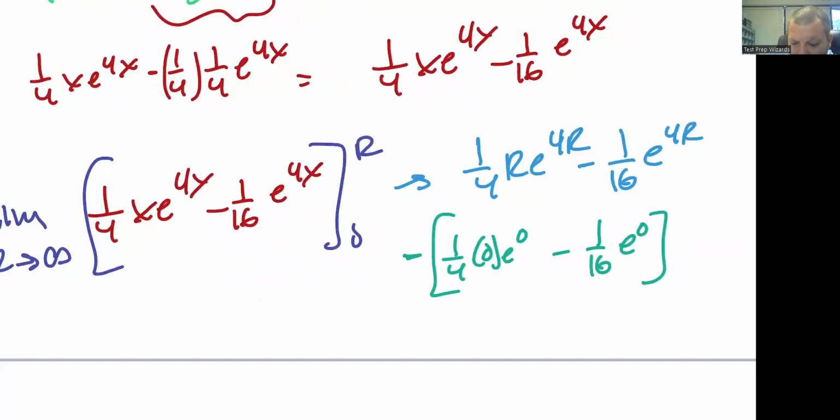Right, so when we take this limit, as r goes off towards infinity, this thing is infinite because of that e to the 4r, right? We're getting something infinitely large. And this r is also getting infinitely large. This thing is getting infinitely large.